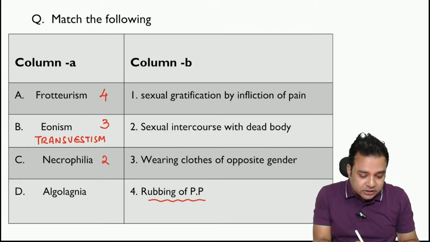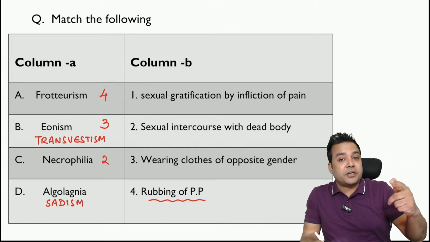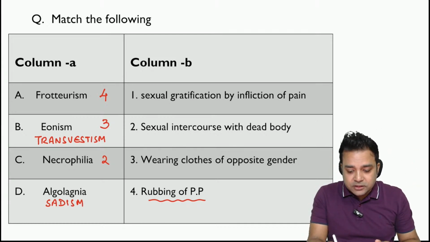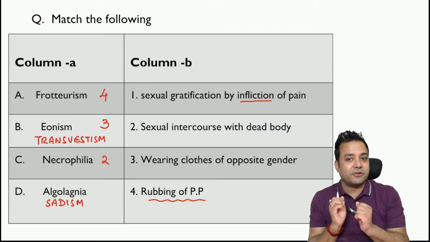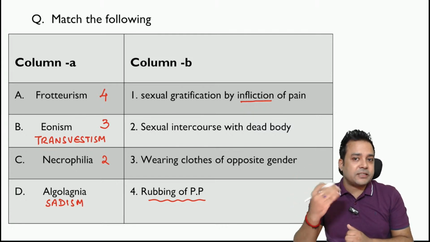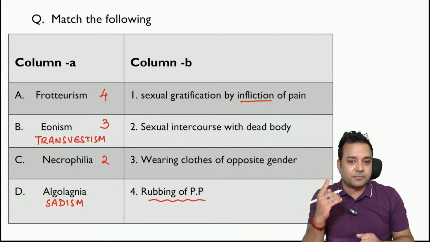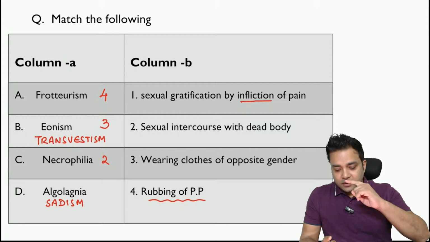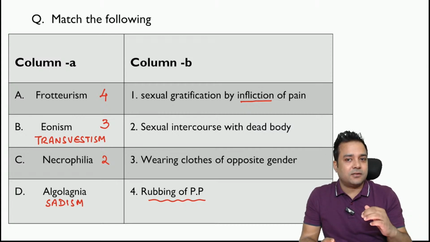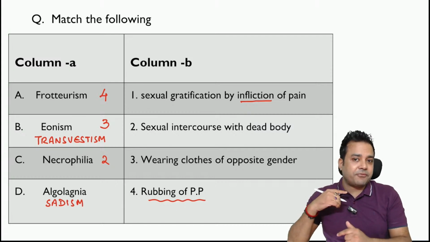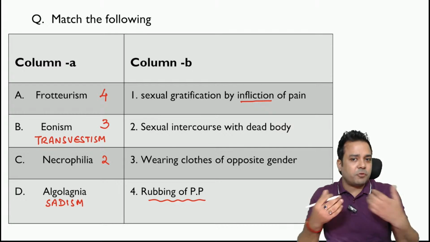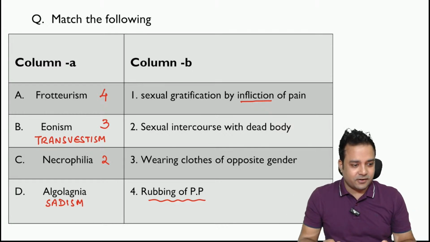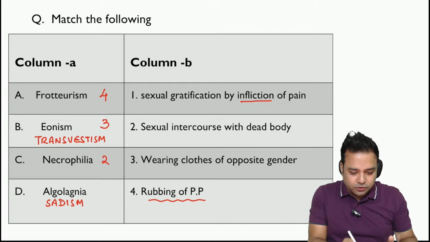Algolagnia is another name for sadism. Sadism is sexual gratification by infliction of pain. Infliction means to give. Self-infliction means to get the pain. Self means masochism. Infliction of pain, sadism. Self-infliction of pain, masochism. So keep these words very clear. Person is getting gratified by getting hurt, masochism. Person is getting gratified by hurting someone, sadism. This is how they play with us. So we should not be played upon. We should play nicely. Okay. So here the correct sequence goes with 4, 3, 2 and 1.